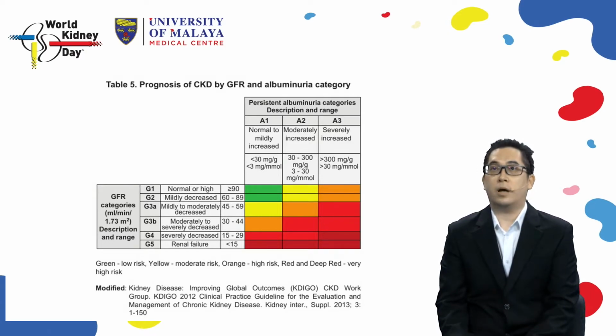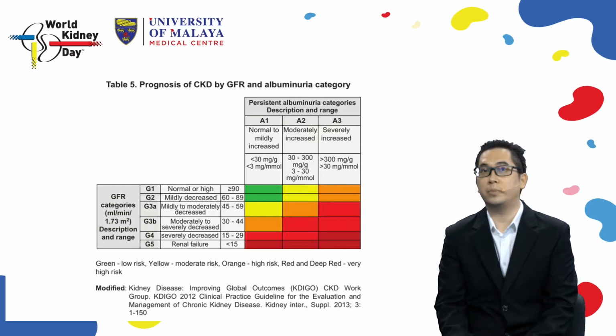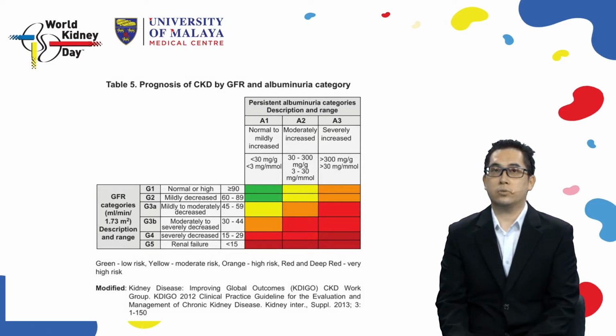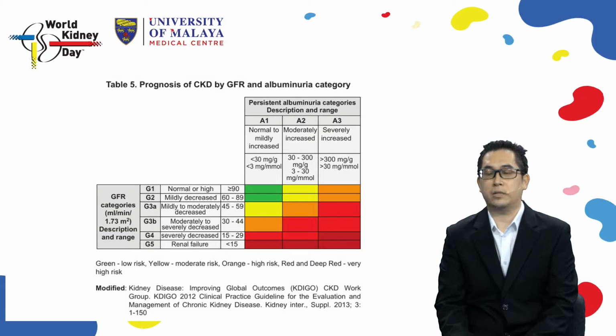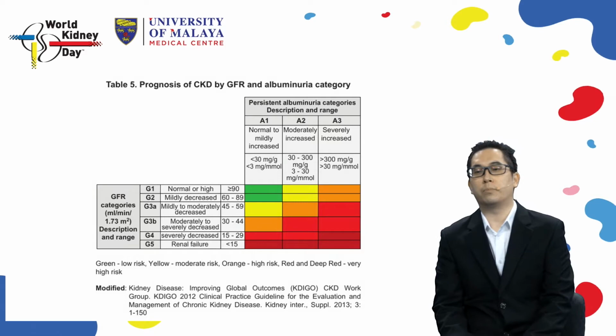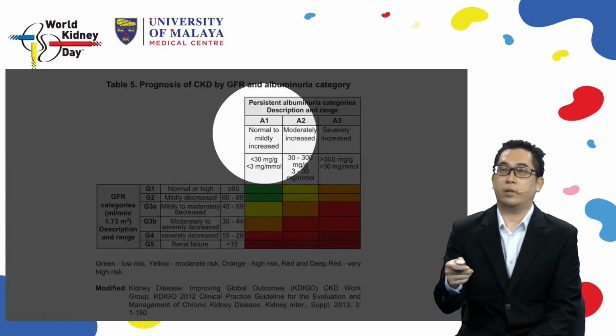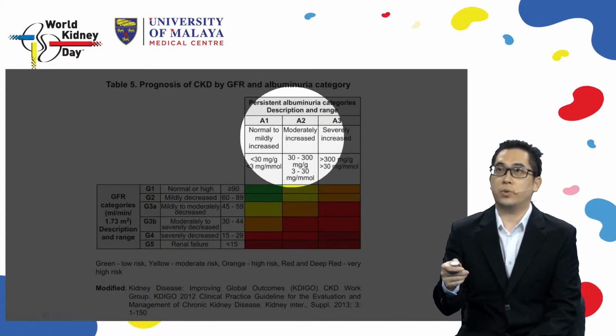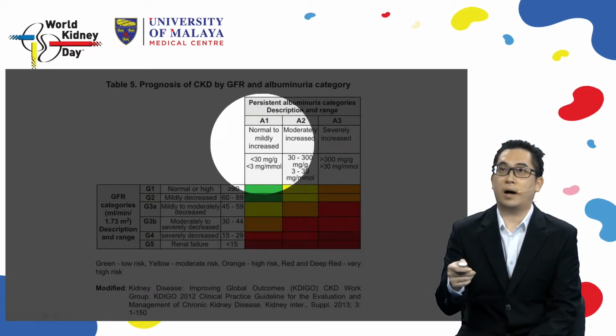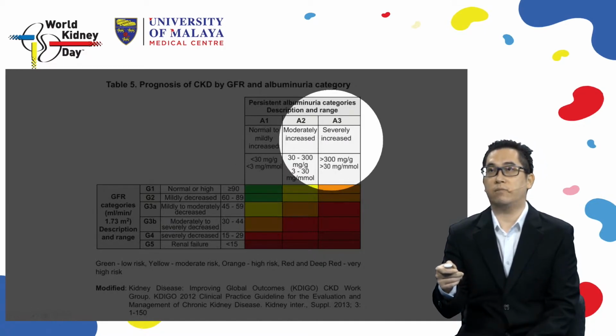I would like to bring everybody's attention to this chart, which shows prognosis for CKD by GFR and albuminuria category. This is also extracted from KDIGO guidelines 2012, and most of the time we define CKD by the CGA classification, which is C for causes, G for glomerular filtration rate, and A for albuminuria. If you look at this chart, we have levels of albuminuria A1 to A3, where A1 is the most mild kind of albuminuria and A3 is severely increased.